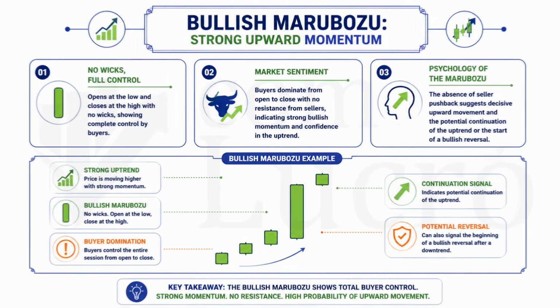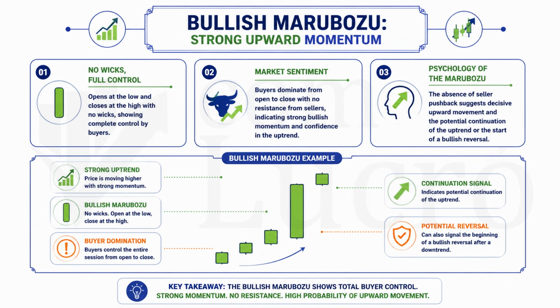Now the psychology. With the bullish Marubozu, the lack of wicks shows buyers dominated from open to close, with no pushback. That reflects strong bullish sentiment and can signal the continuation of an uptrend or the start of a bullish reversal. With the bearish Marubozu, sellers controlled the market from open to close, pushing price down with little to no resistance. That shows strong bearish momentum and can point to a continuing downtrend or a bearish reversal.